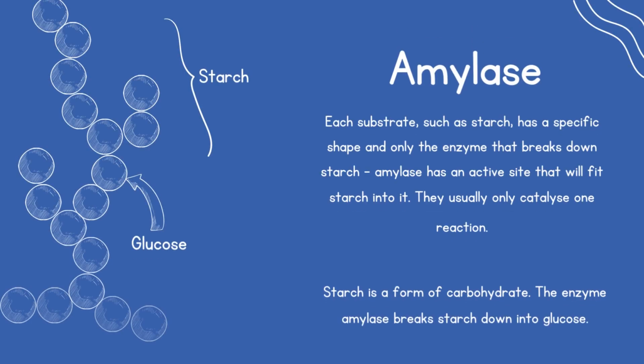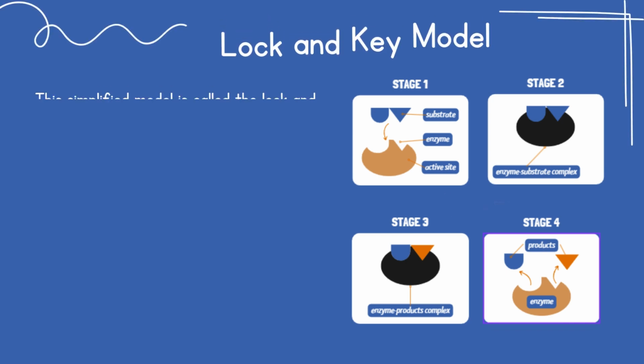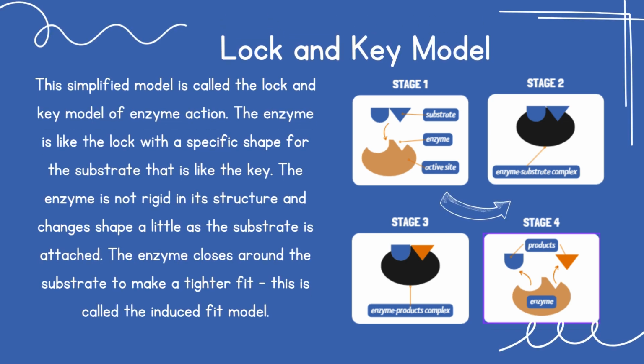Each substrate, such as starch, has a very specific shape, and only the enzyme that breaks down starch, amylase, has an active site that will fit starch into it. And so enzymes usually only catalyze one reaction. This simplified model is called the lock and key model of enzyme action. The enzyme is like the lock with a specific shape for the substrate that's like the key.